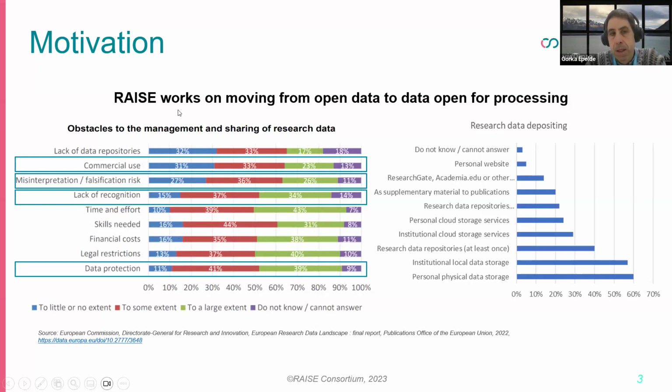RACE aims to work on moving open data to data open for processing. So in those scenarios where data is not possible to be shared fully openly, to enable the required services to access it for processing. So well, here we can also see that there are many doubts or different ways in which people deposit the data. So this is the main motivation of RACE: to provide an alternative, opening data for processing.